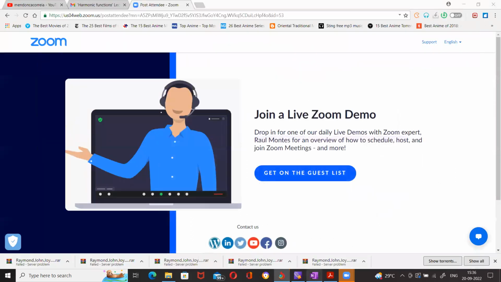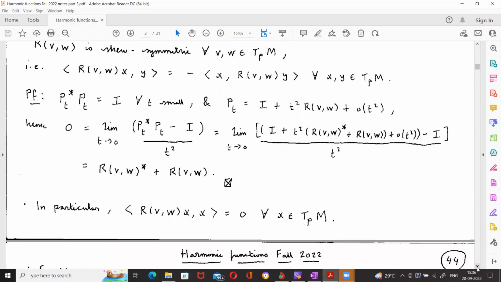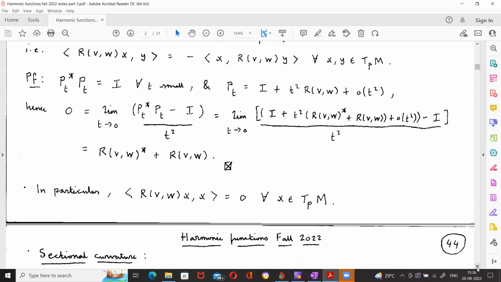Okay, so now let's come to the standard definition of the sectional curvature, which is the following. All right. So note one thing. Because the curvature operator, this endomorphism R of V, W, is skew symmetric, that implies that the inner product of R of V, W acting on X with X will be 0, by skew symmetry. Yes? Okay.